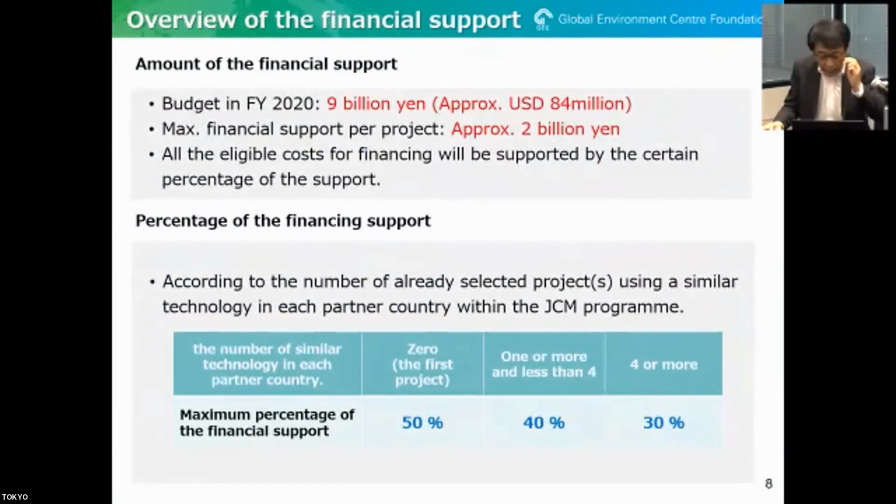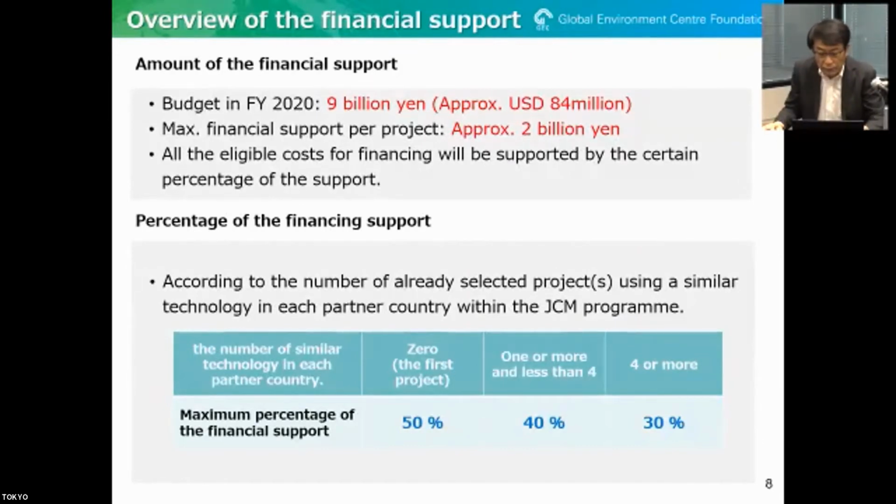For the Japanese fiscal year of 2020, which runs from April 2020 through March 2021, the total budget for JCM model project is 9 billion yen, approximately $84 million. The financial support can cover up to 50% of eligible project costs. But depending on the number of already selected projects using a similar technology in each partner country, the maximum percentage of the financial support changes from 50% to 30%.